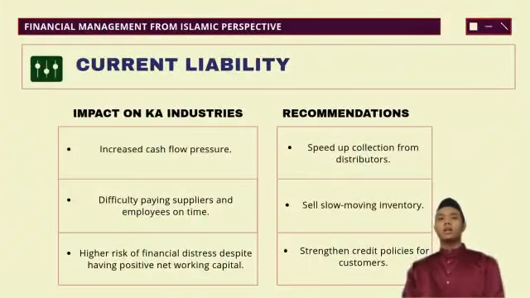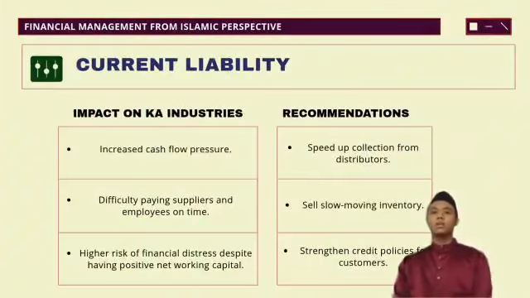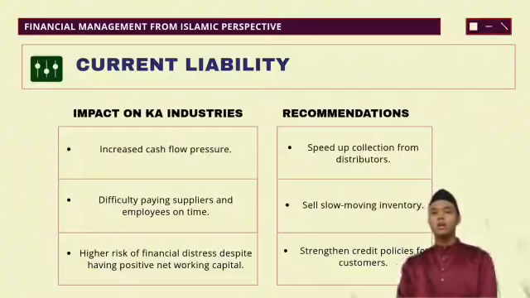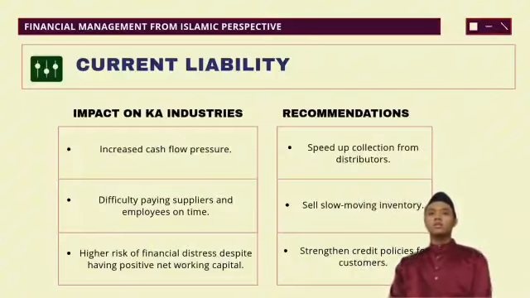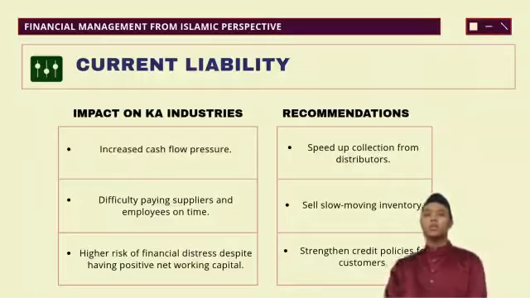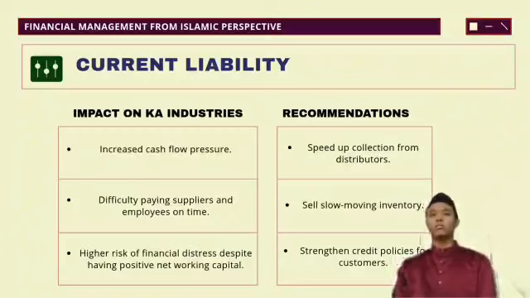These liabilities create financial pressure because the company is facing cash flow problems caused by delayed customer payments and excess inventory. Therefore, KA Industries should collect receivables faster, sell slow-moving inventory, and implement stricter credit policies to improve its liquidity.